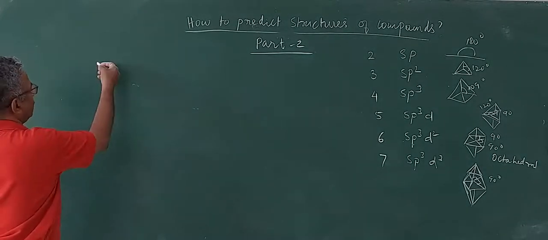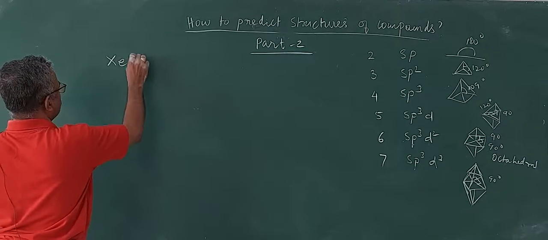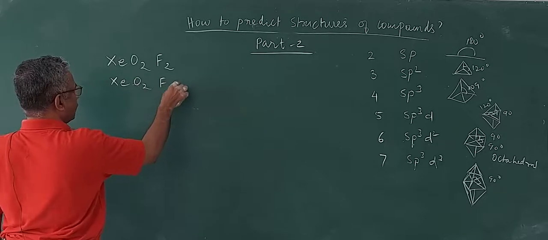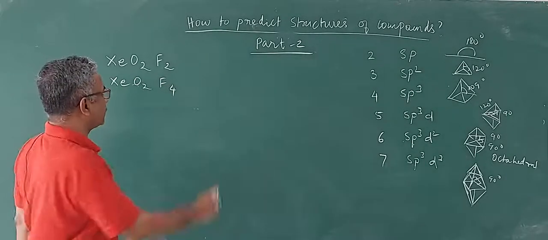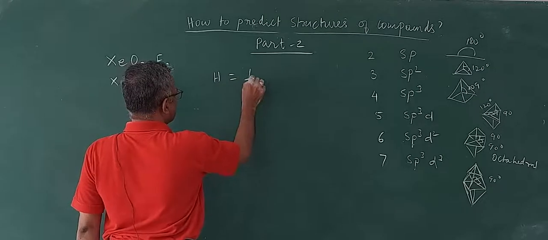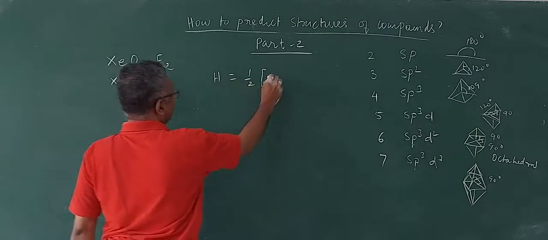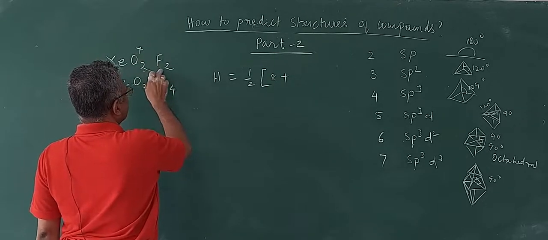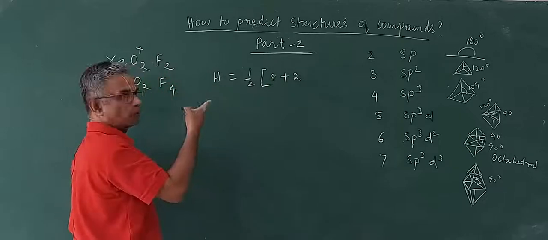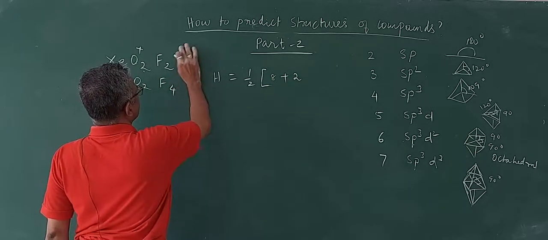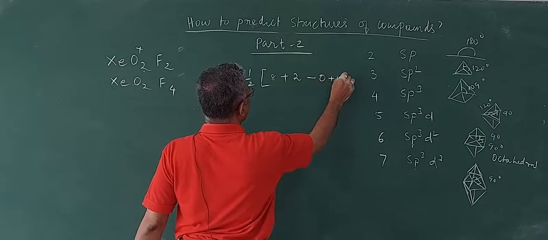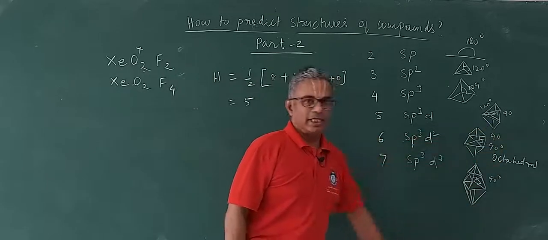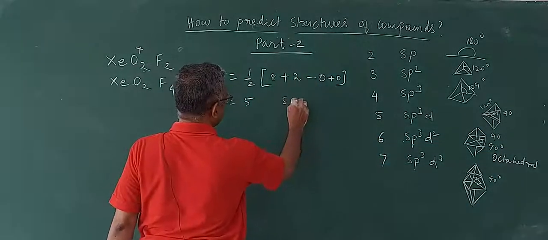Suppose you take XeO2F2 or XeO2F4. If you take this type of xenon group of compounds, we again use the same formula. H is equal to half into xenon valence electron, which is 8, plus oxygen, which is not monovalent but divalent. Fluorine is monovalent, so you will have 2 fluorine atoms. Since this is a neutral compound, there is no cation, no anion. So this will be equal to 5. Hybridization will be 5, and 5 means sp3d.